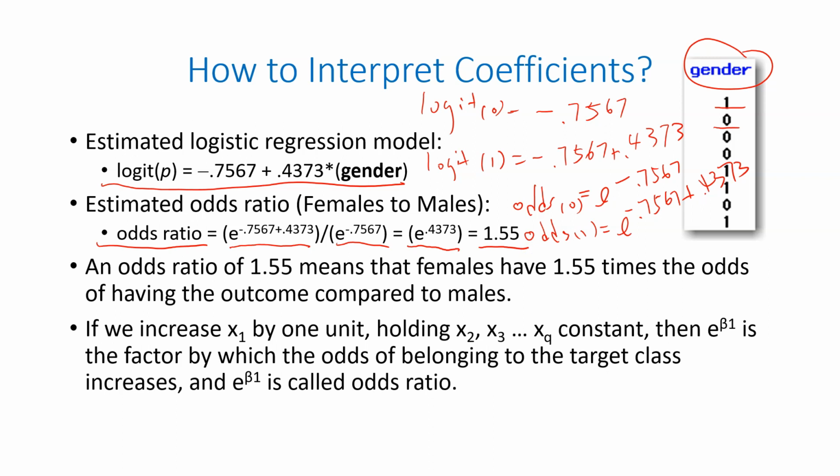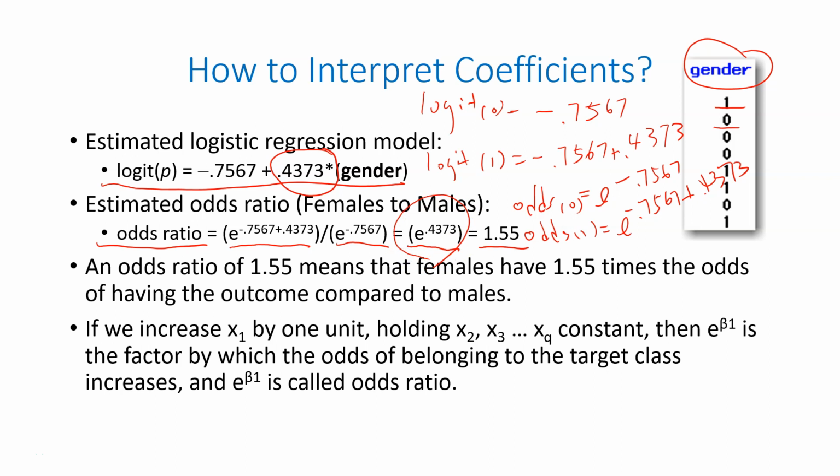Well, you probably have noticed a couple things from here. First, the difference between the predicted values of the two equations is 1, because for female, the value is 1, and for male, the predicted value is 0. And second, the odds ratio happens to be e raised to the power of the coefficient of the predictor variable, which is gender. And in this case, it's e raised to the power of 0.4373.